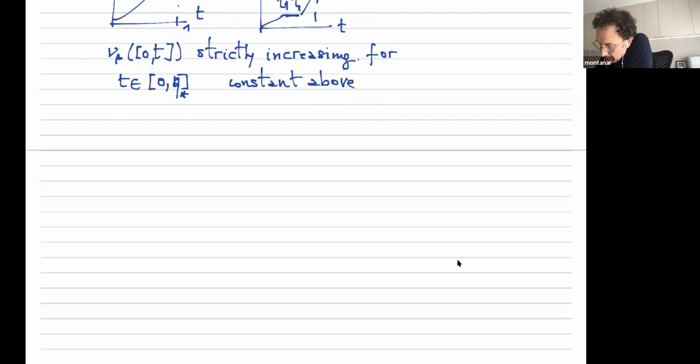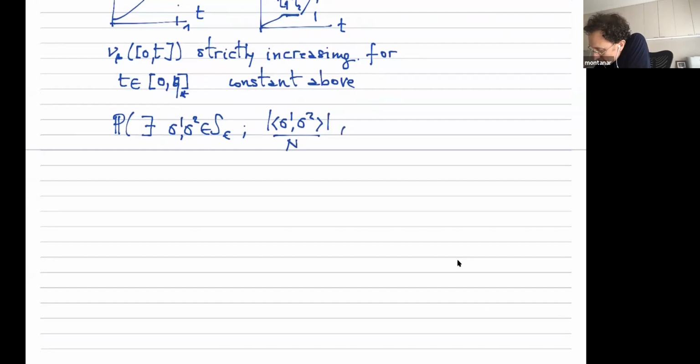And the consequence of this is that if you look at the probability that there exist two configurations, sigma 1, sigma 2, in the super level set, epsilon for some epsilon, that have overlap about T, this goes to 1. Okay, so if you have this assumption, this is true for any T.